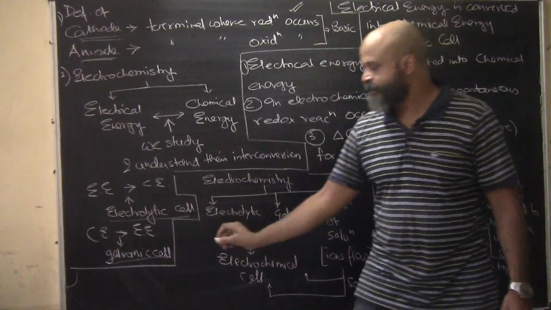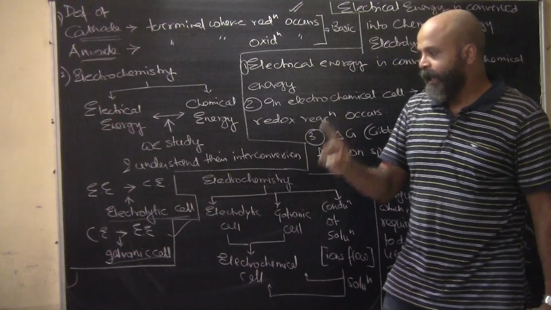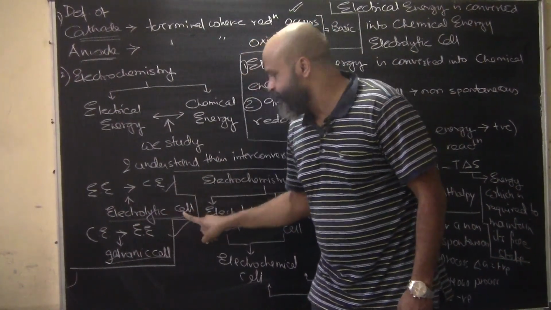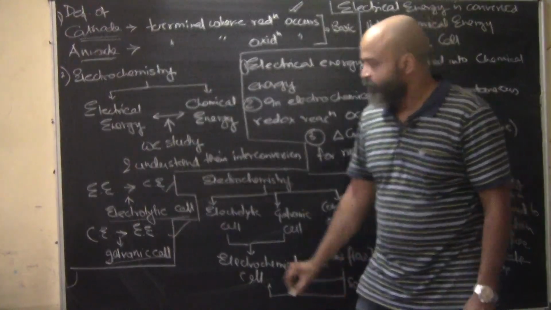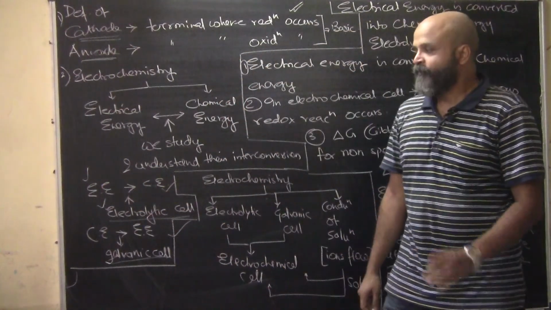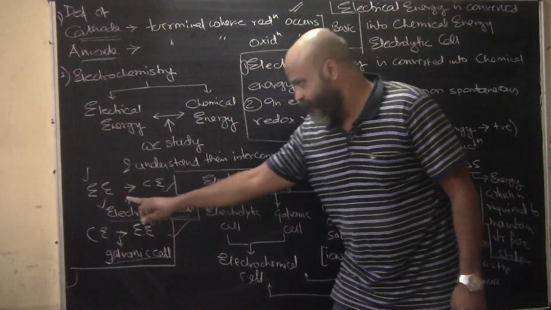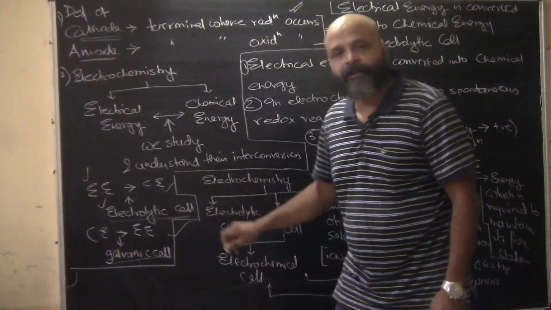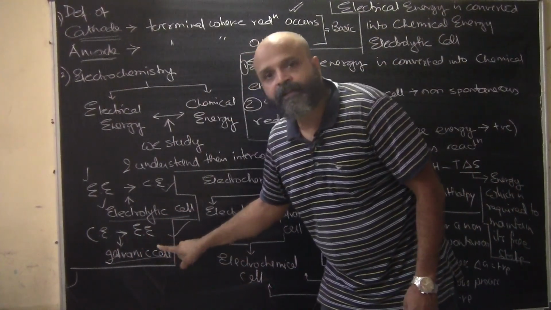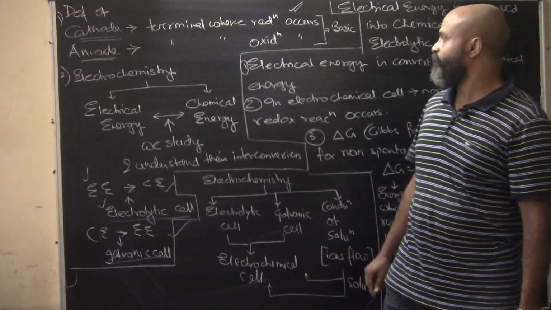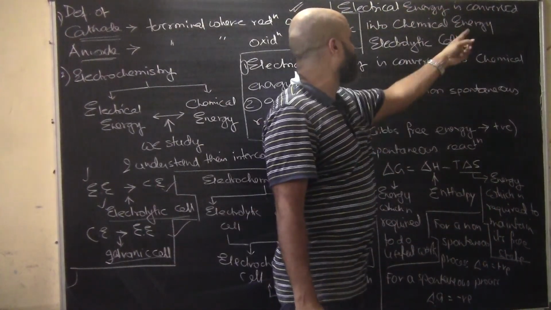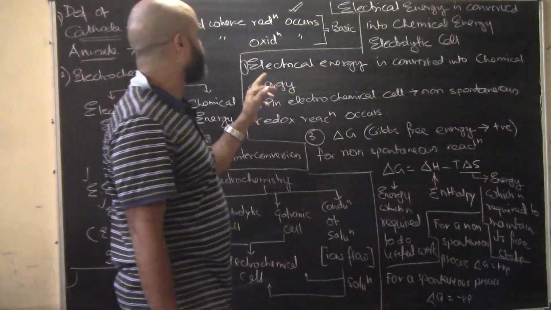So just remember these terms. When electrical energy is getting converted into chemical energy, it is an electrolytic cell. A way to remember is that both start with E. Electrolytic cell, where electrical energy is converted into chemical energy, and when chemical energy is converted into electrical energy, it is called a galvanic cell. Okay, all right. So what we have here is electrical energy converted into chemical energy. This is called an electrolytic cell.